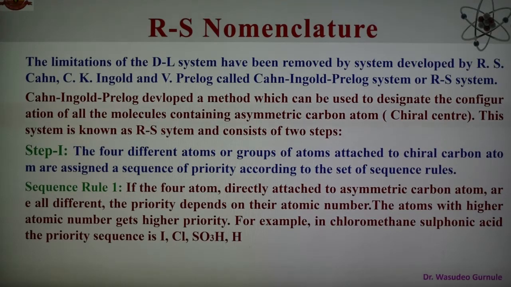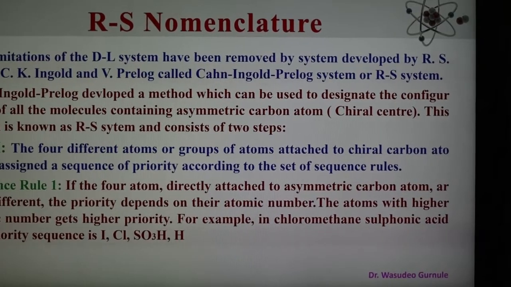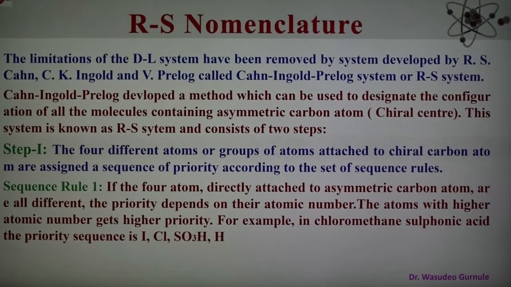And in this system there are two steps. Step 1: the 4 different atoms or groups of atoms attached to the chiral carbon or asymmetric carbon are assigned the sequence priority according to the sequence rule. Sequence rule number 1 we have already seen: when 4 atoms are attached to the asymmetric carbon atom, the priority depends on their atomic number. Examples also we have already discussed.